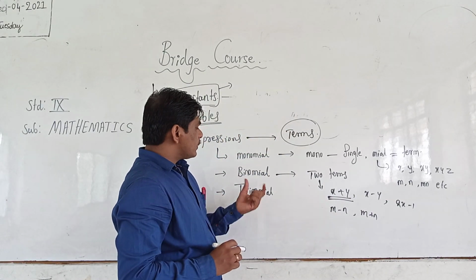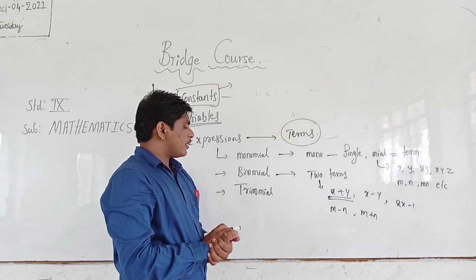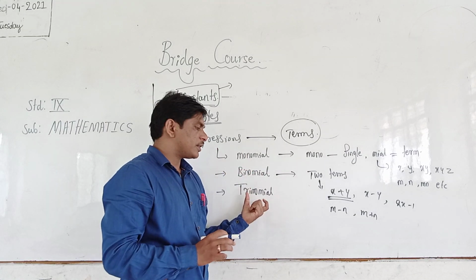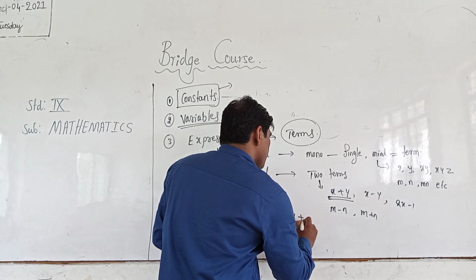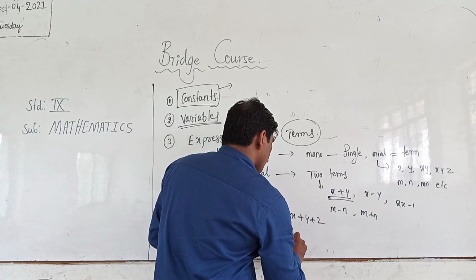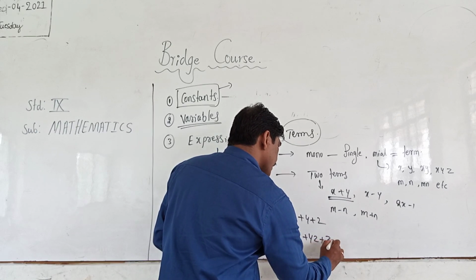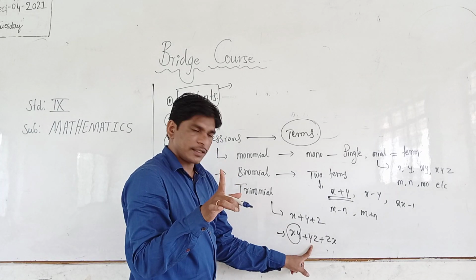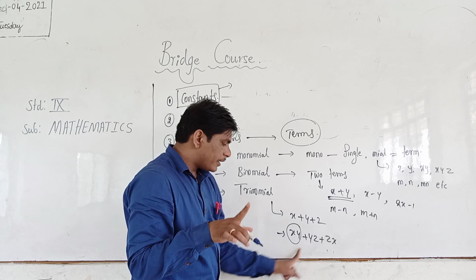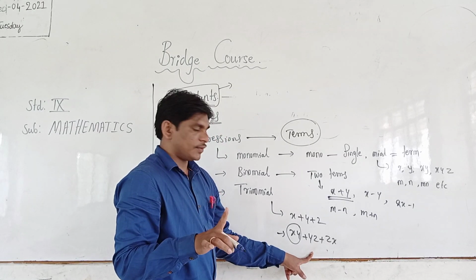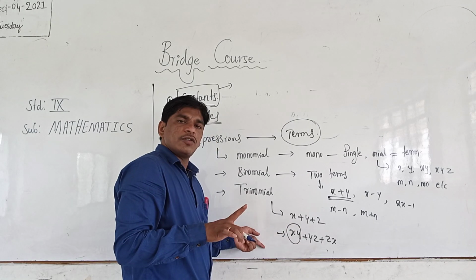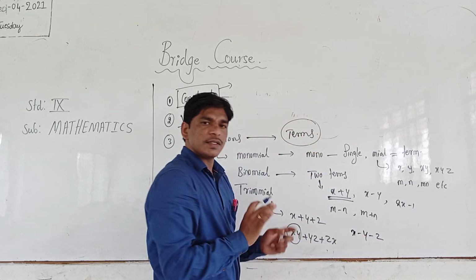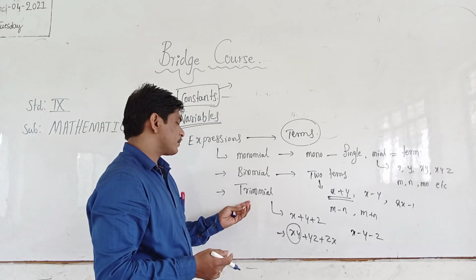Similarly, the next one is trinomial. The trinomial definition is a given expression containing three terms. For example, x plus y plus z. Now xy plus yz plus zx. See, xy is only one term, yz is also one term, and zx is also one term. In between, addition or subtraction operations are used. That is called a trinomial example. For example, x minus y minus z is also an example of trinomial.